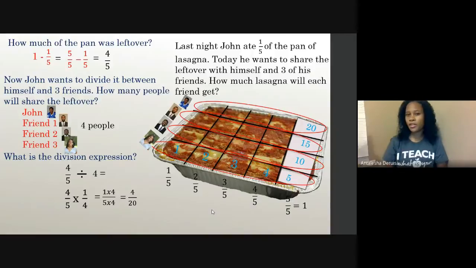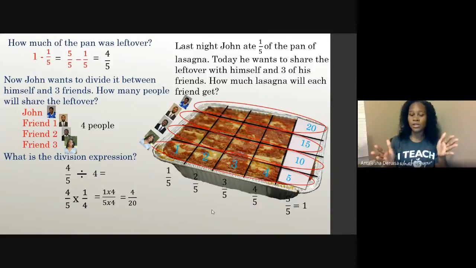So each person is going to receive 4/20 of the pan of lasagna. Now, a good question that a good student would ask is, how do you know when to circle across, or how do you know when to take the part or when to take the whole? In this case, you have to understand that you're starting with 4/5 of a pan of lasagna, less than a whole pan, and dividing it evenly between a whole number. Because you're taking a fraction of a whole and dividing it evenly by a whole number, your answer should be smaller than what you started off with.